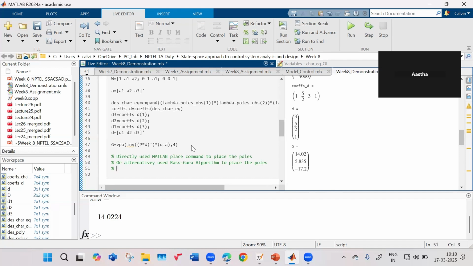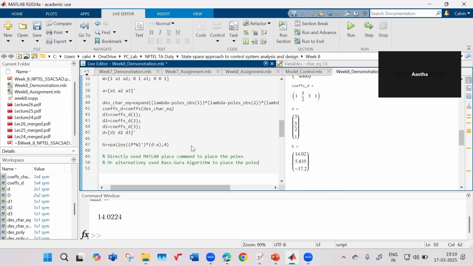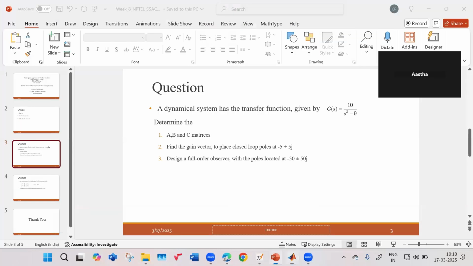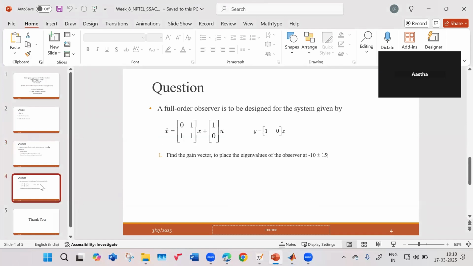So why is it important for you to know the Bass-Gura algorithm? Is because in your exam you will not have MATLAB. You need to have a step-by-step way to get the answer. And to do that, you need to know the Bass-Gura algorithm. Okay, so the Bass-Gura algorithm is required for you to solve in the exam. Right? So let us actually try the Bass-Gura algorithm for a simple question.